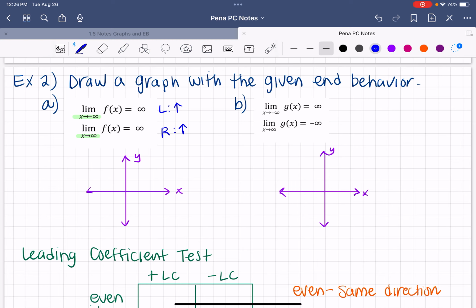So it could be a parabola, it could be something with like wiggles in it. Just to make it look kind of fancy, I'm going to do something with wiggles in it. So say something like this. Both sides are pointing up.